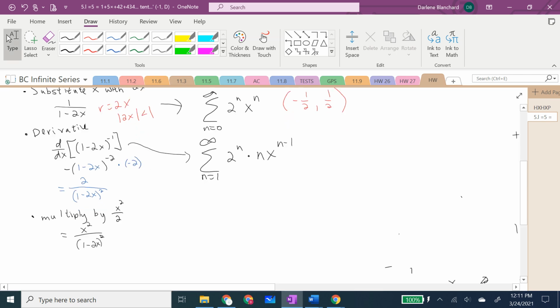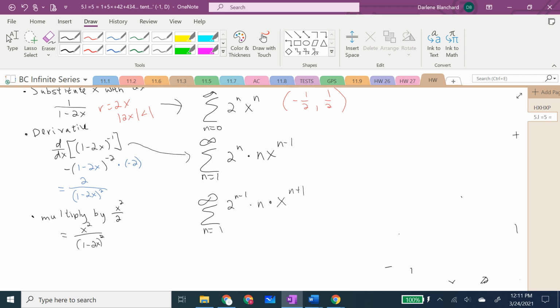Then multiplying by x squared over 2 will not change my interval or radius of convergence. And let's see, if I'm dividing by 2, then the 2 is going to be to the n minus 1. And then I am multiplying by x squared, so that's going to add 2 to the exponent to become an n plus 1 exponent. And there is my formula.